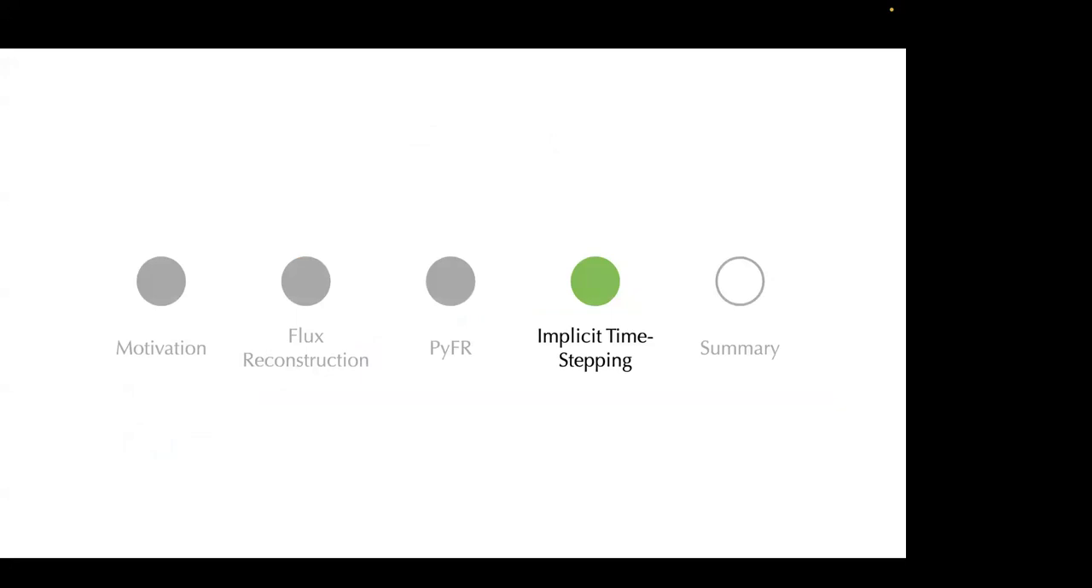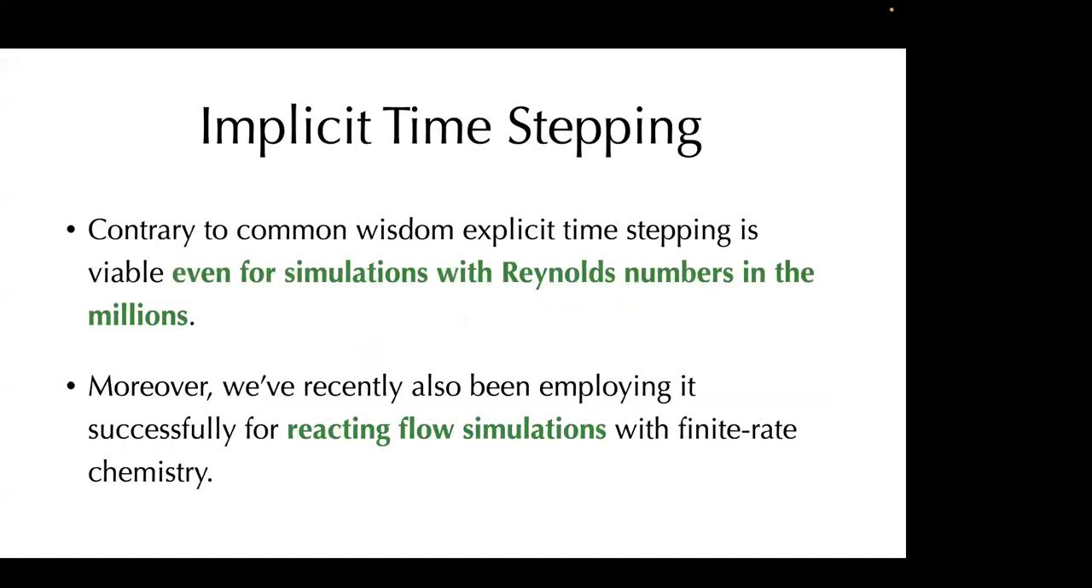Next, I would like to talk about some of our more recent work around implicit time stepping. So everything I've shown you so far has been in the context of explicit time stepping. And I would argue that, contrary to common wisdom, explicit time stepping is viable even for simulations with Reynolds numbers in the millions.